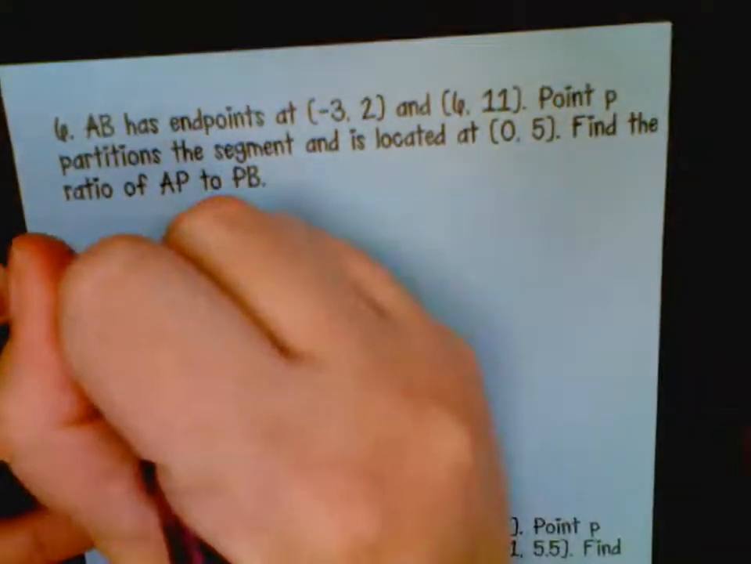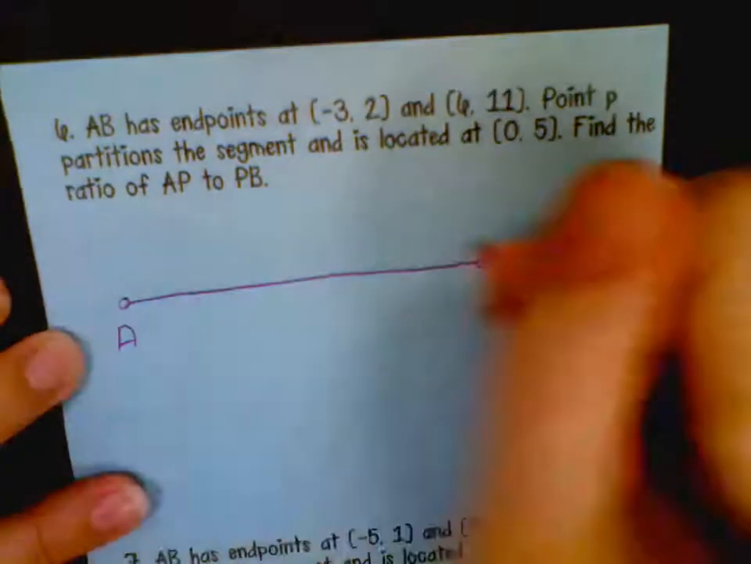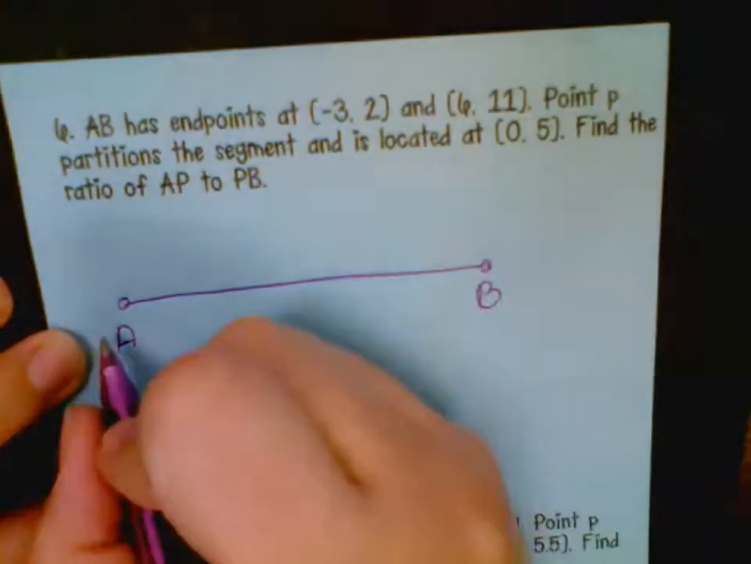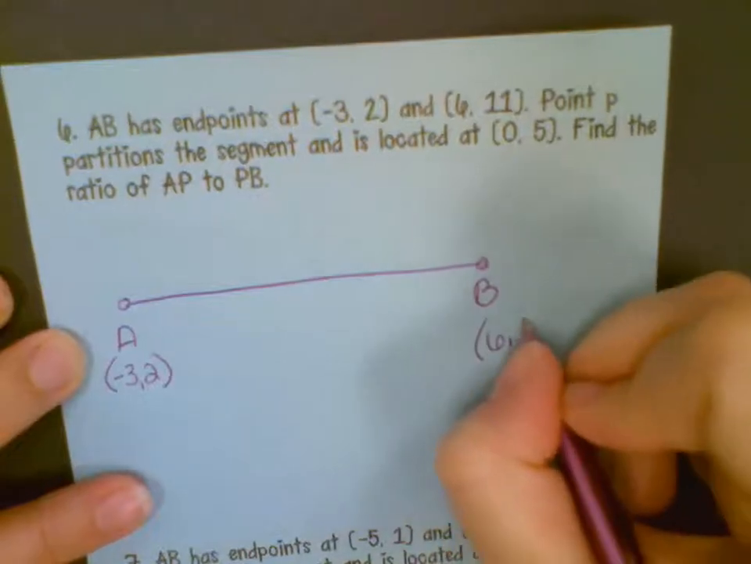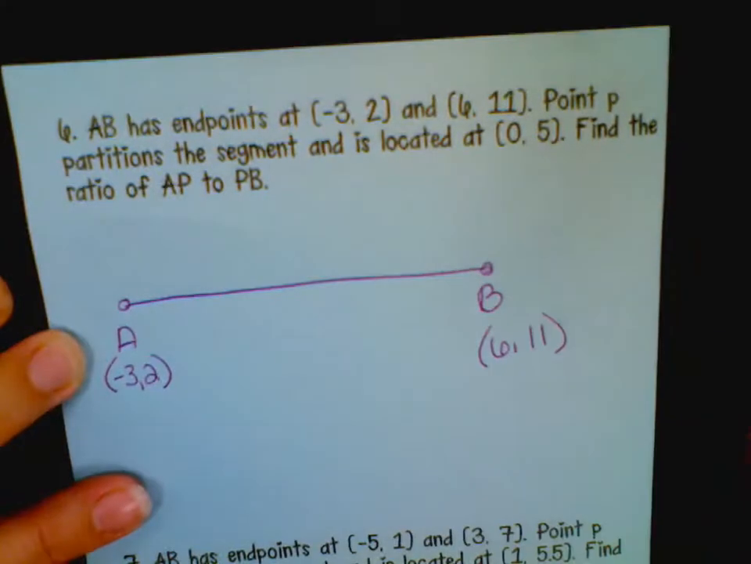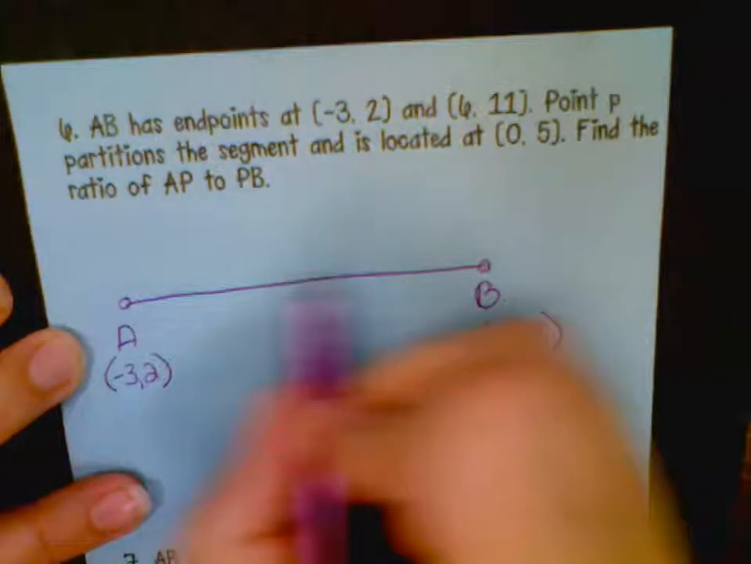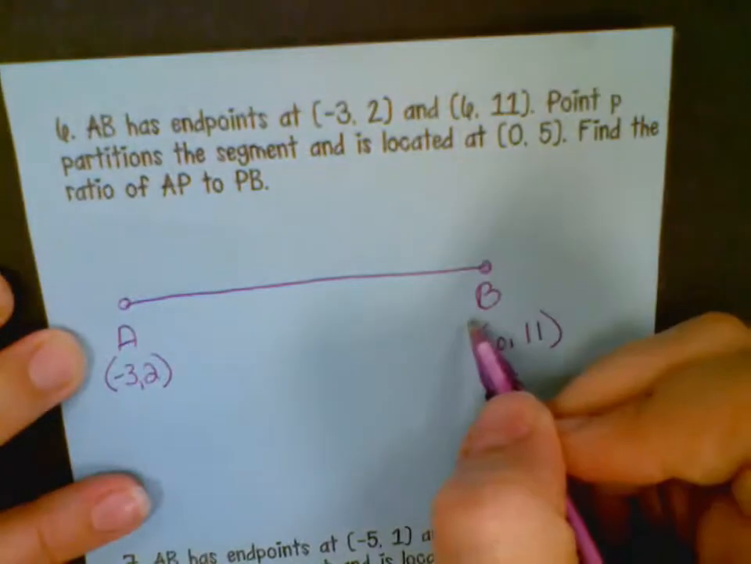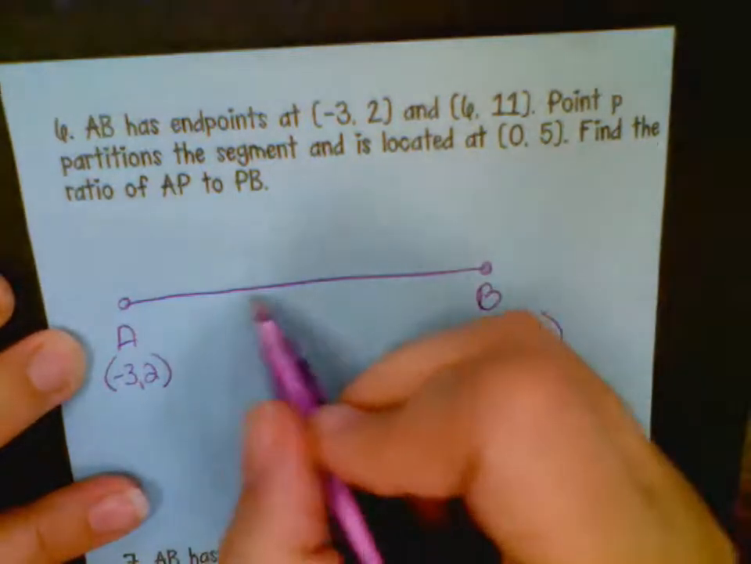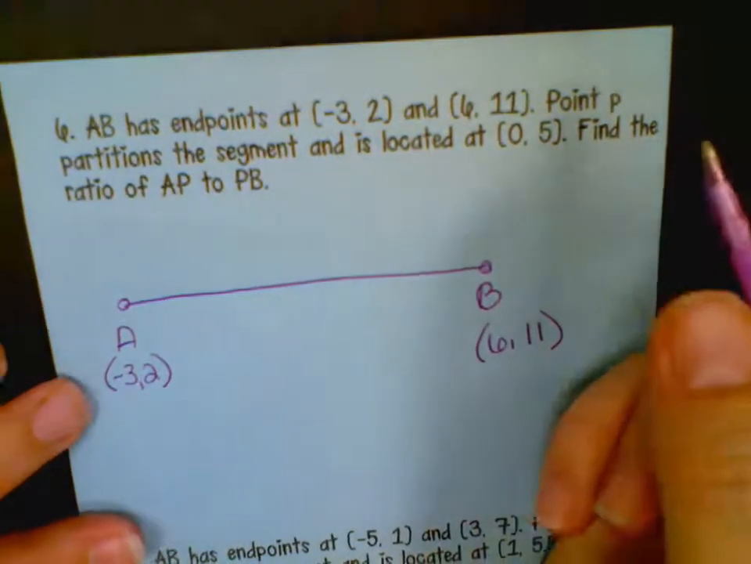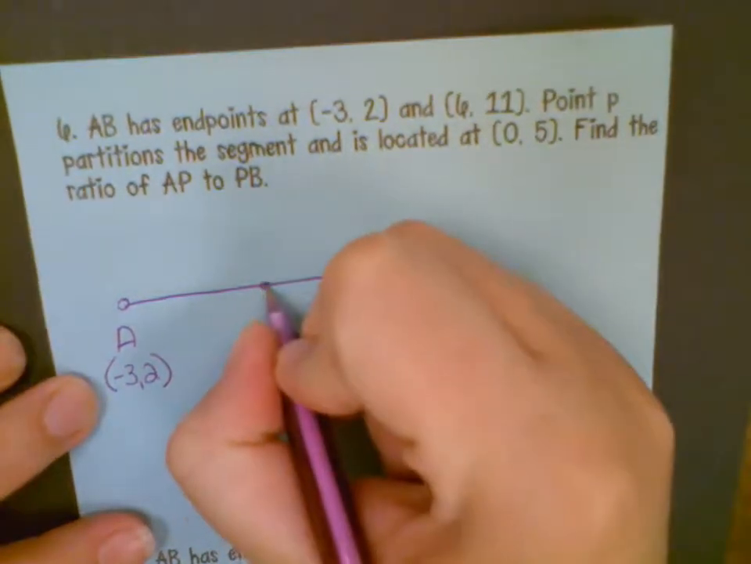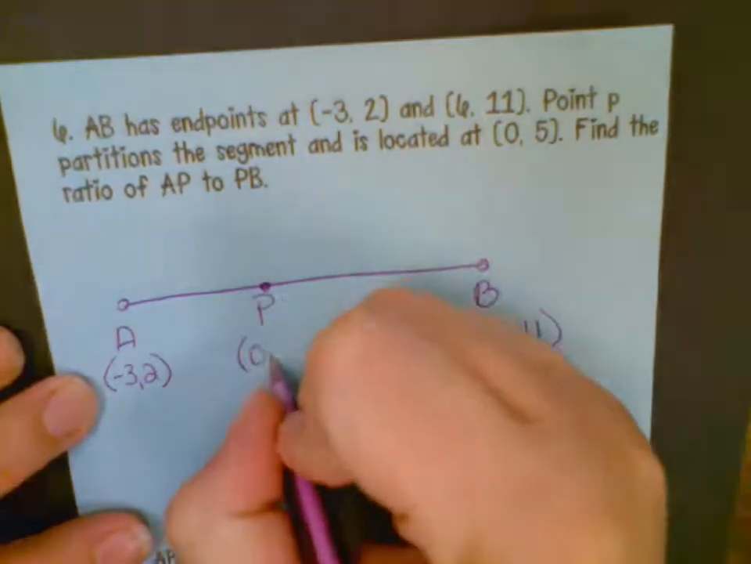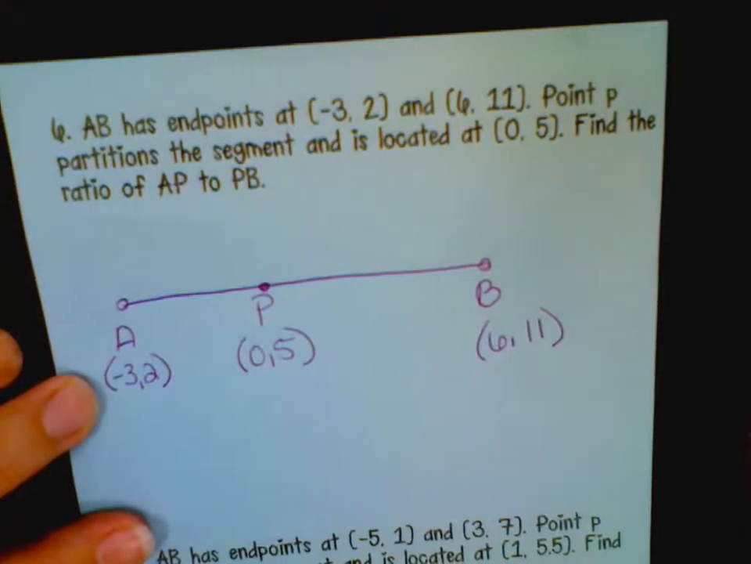Okay, so we have A, B, so endpoint A is negative 3, 2. Our other endpoint is 6, 11. Endpoint P partitions the point at 0, 5. So I don't really know where that point's going to go, like what the ratio is, so it's hard to draw the accurate picture, but I know 0 is closer to negative 3 than it is to 6, so I'm going to put P closer to A than B.